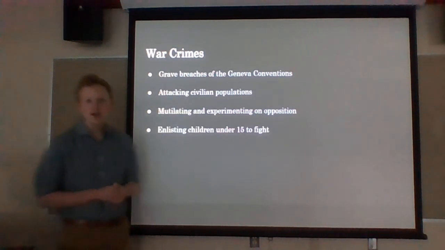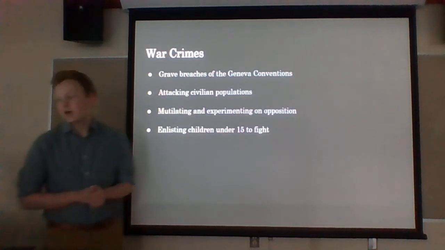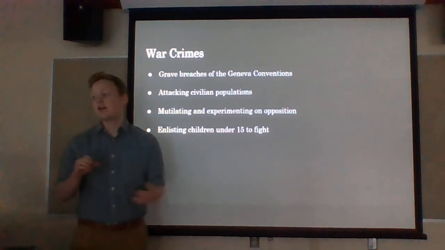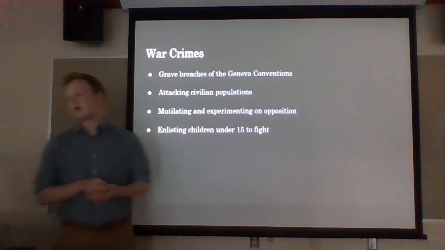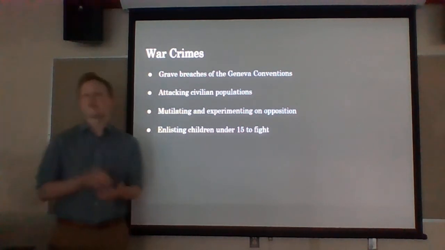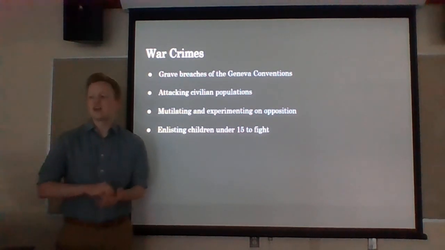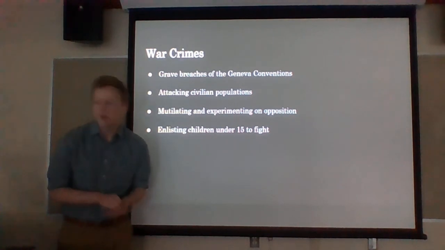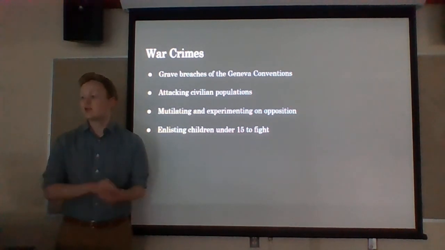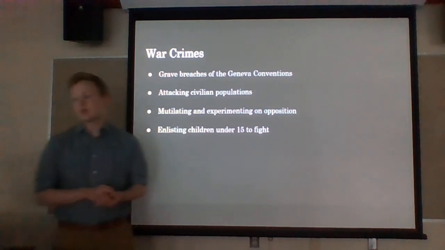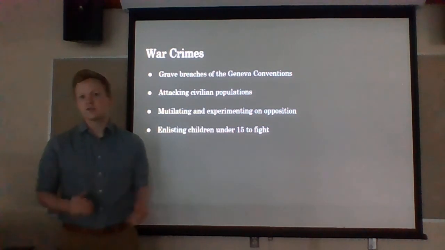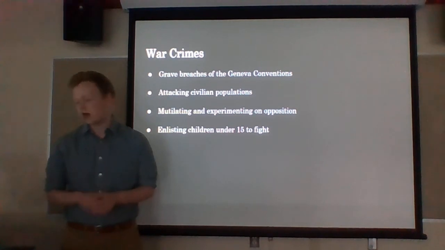The ICC can also prosecute war crimes, and so these are any grave breach to the Geneva Conventions, and on top of that, the Rome Statute includes attacking of civilian populations, mutilating and experimenting on opposition, and also enlisting children under the age of 15 to fight in a conflict.